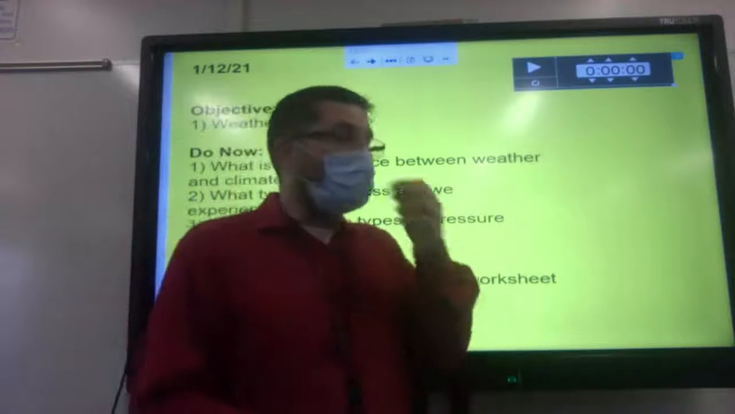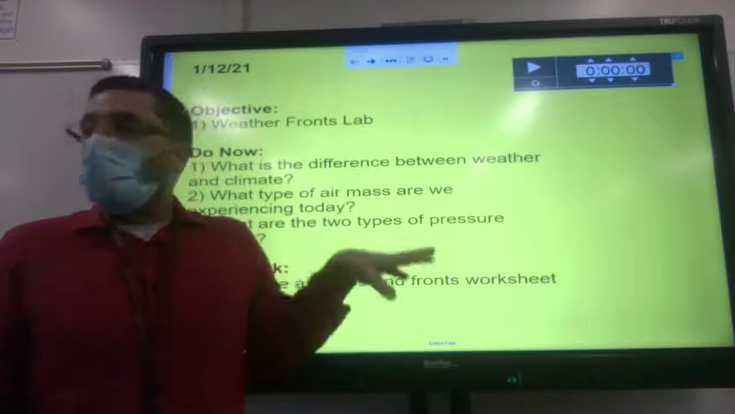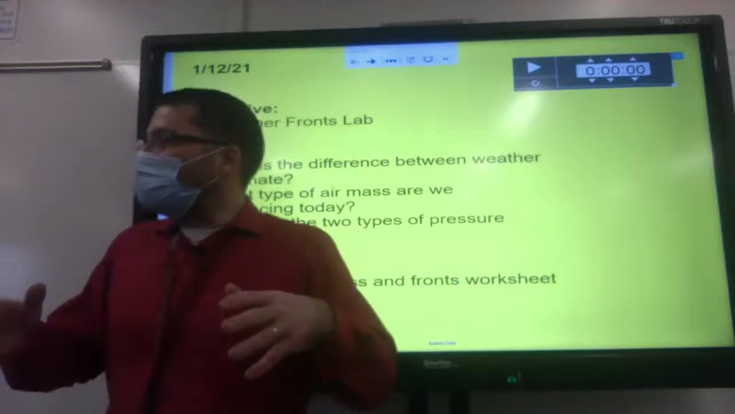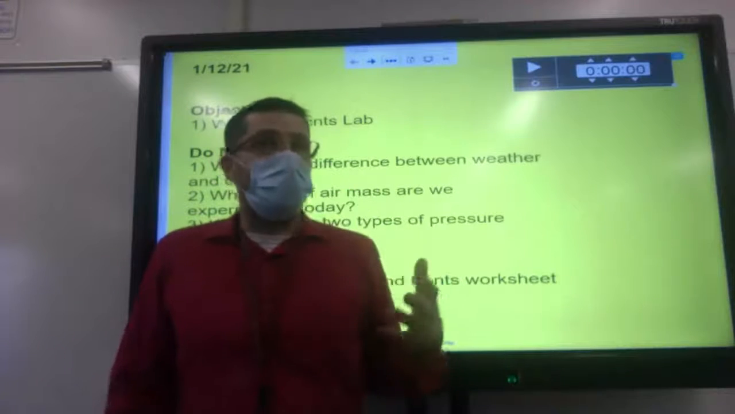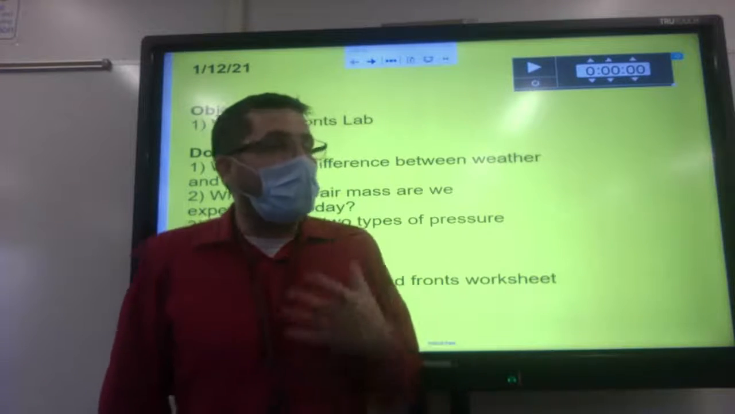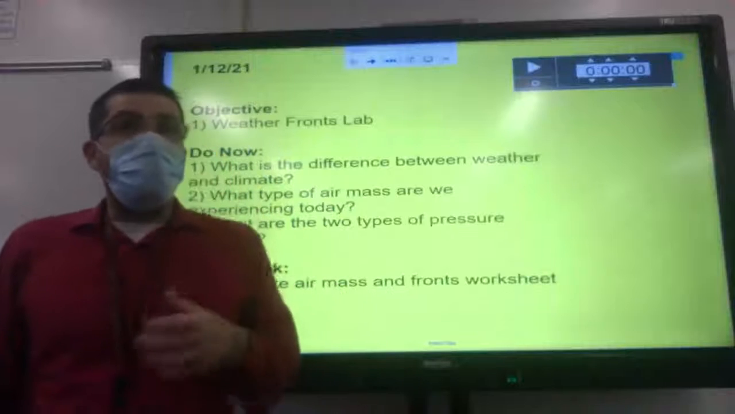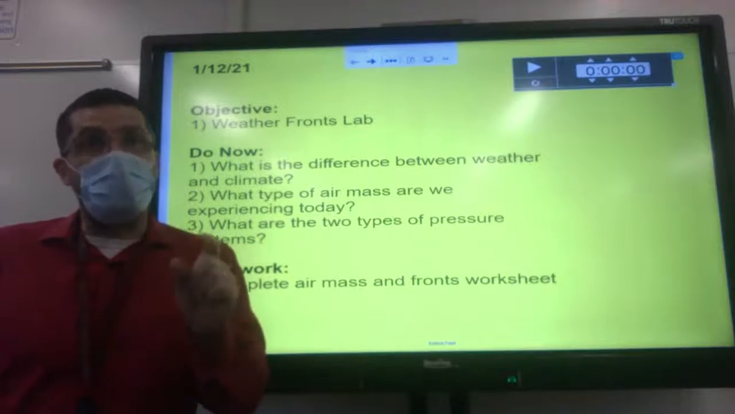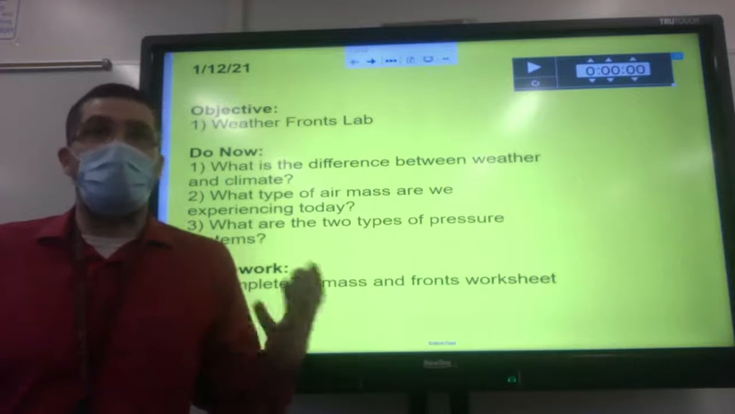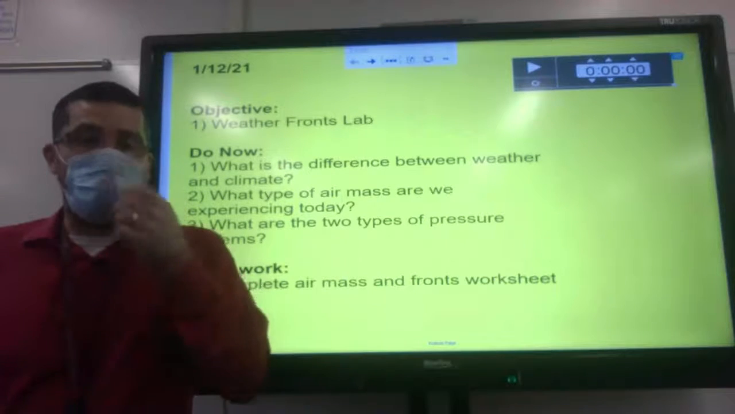So warm fronts, when you have a warm front coming through, the precipitation is going to be over a longer period of time, but it's going to be lighter, all right? Light rain. Whereas a cold front, it's going to be very, very heavy precipitation, but over a short period of time, half hour to an hour, not very long, okay?